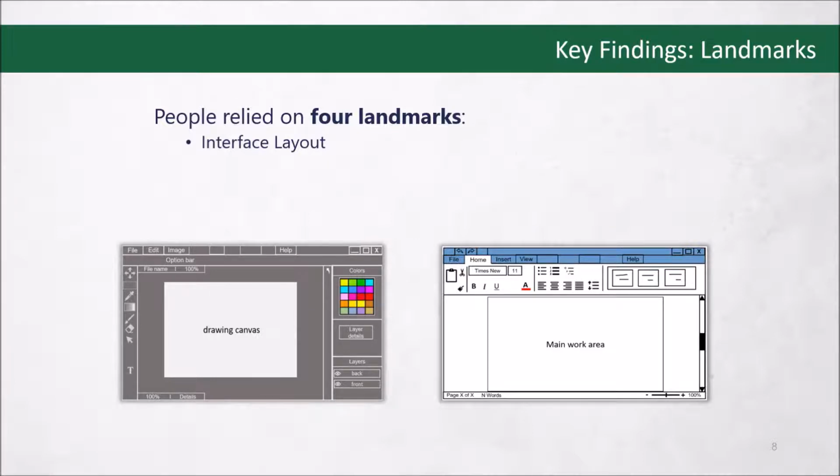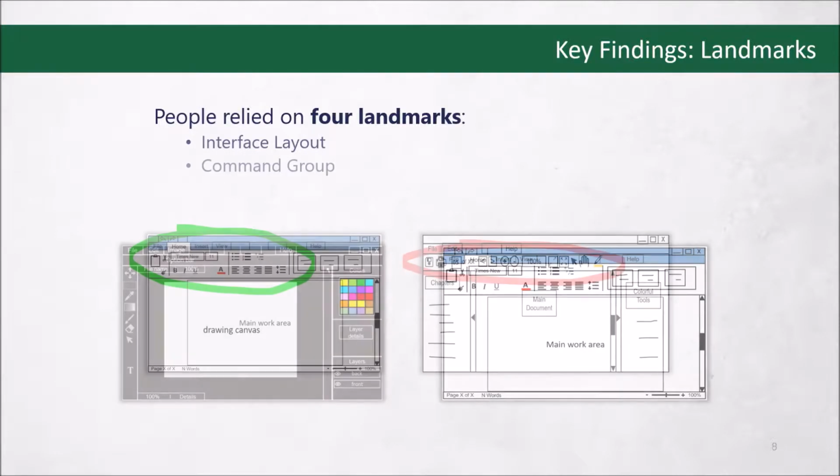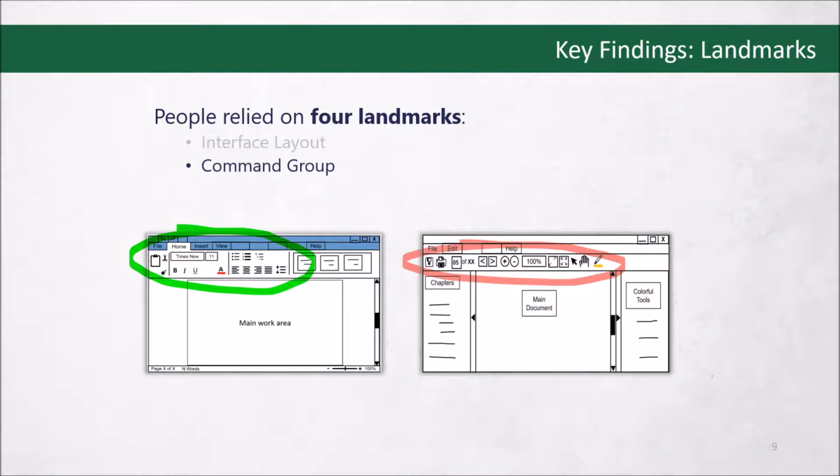First, the interface layout that provides users a bird's-eye view of the interface. In our study, all participants used layout as a general reference frame for remembering relative locations of commands. Second landmark was the command group. We found that participants recalled command locations using the semantically divided command groups as a reliable landmark, and their absence made certain areas of the interfaces less memorable.